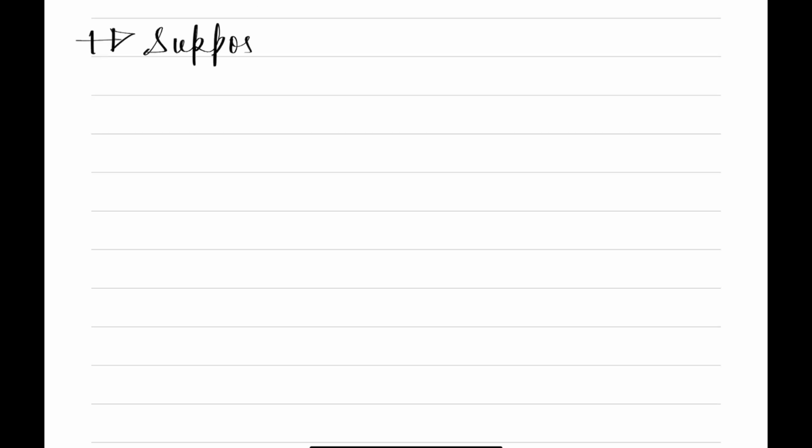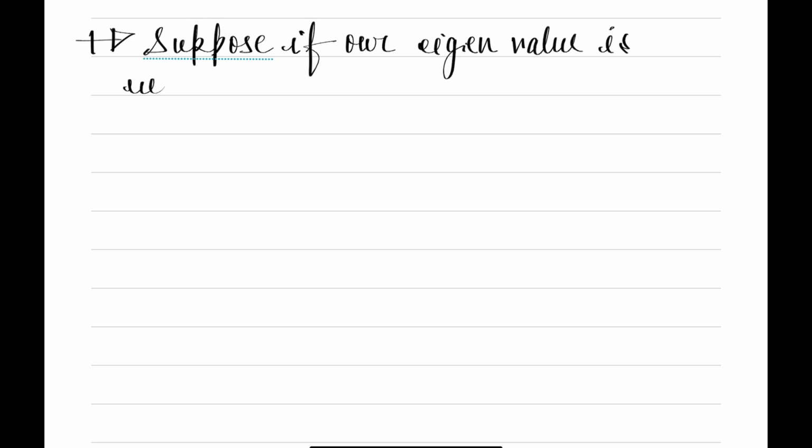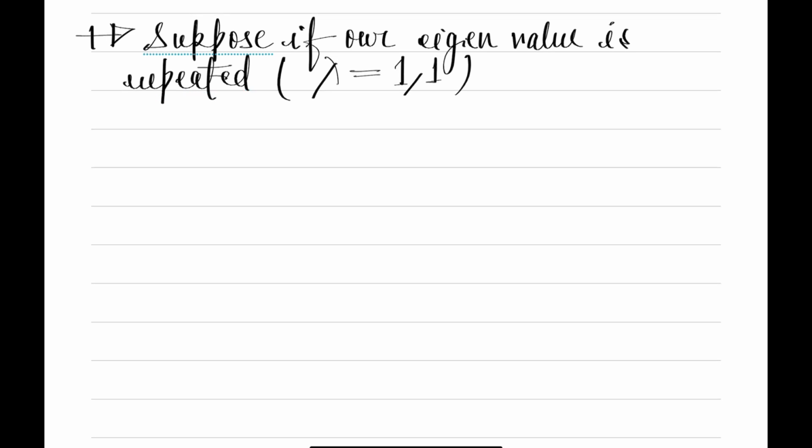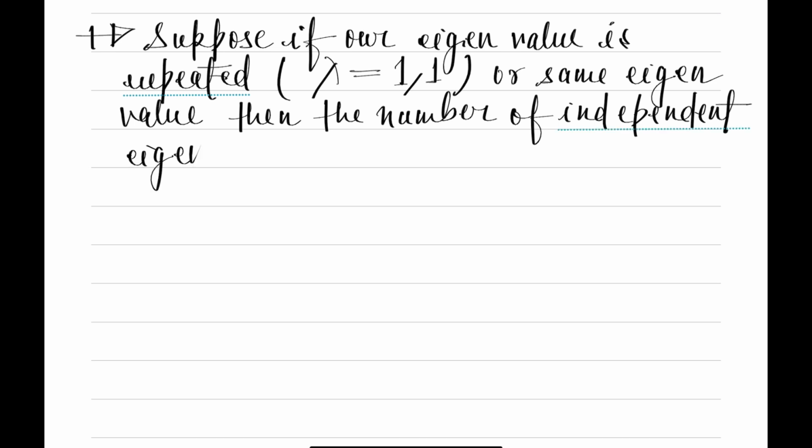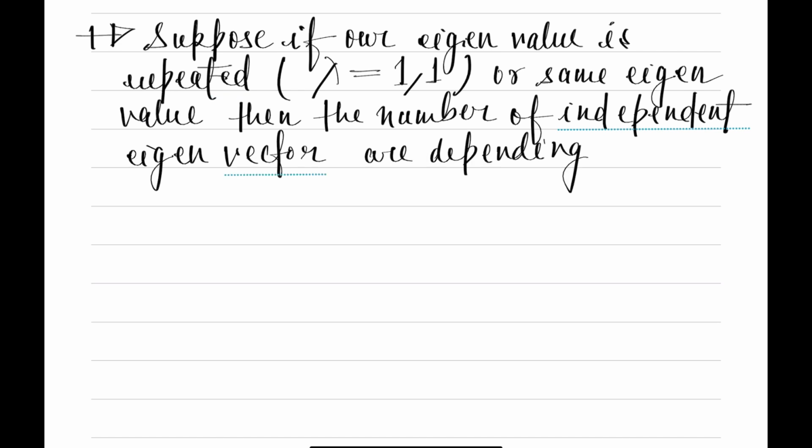Suppose our eigenvalue is repeated, like lambda is equal to 1 1 or 2 2, or same eigenvalue, then the number of independent eigenvectors depends on free variables.